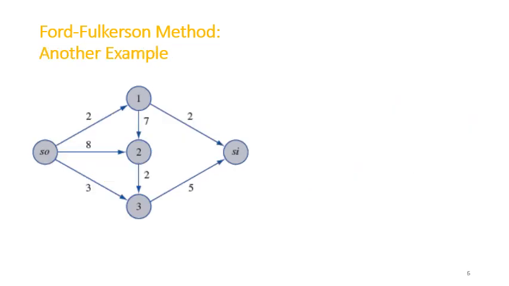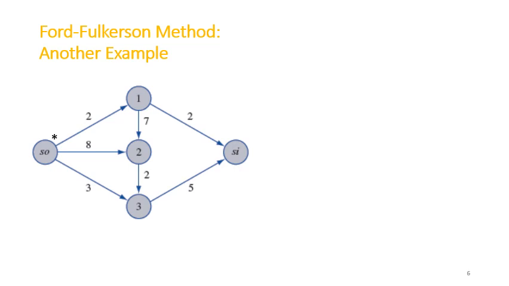Here is another example. Again, we always start by doing nothing to this network, so no flows from any node to any node. All arcs have flow equals 0. If all arcs have 0 flow, it means that all arcs have the increased property, so we can simply start labeling because all arcs are increased.